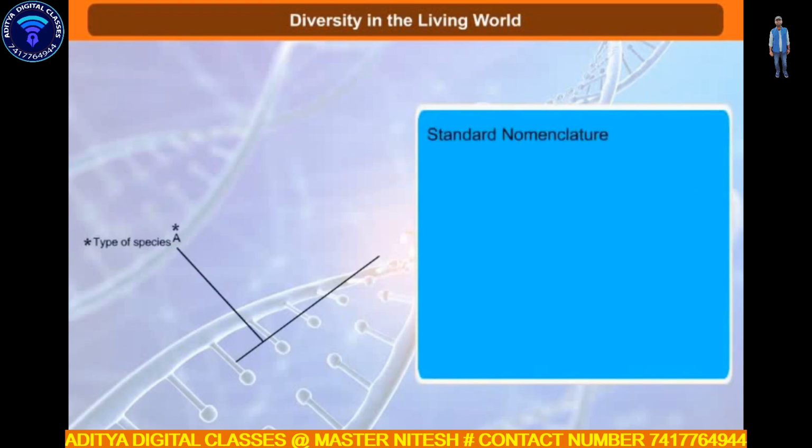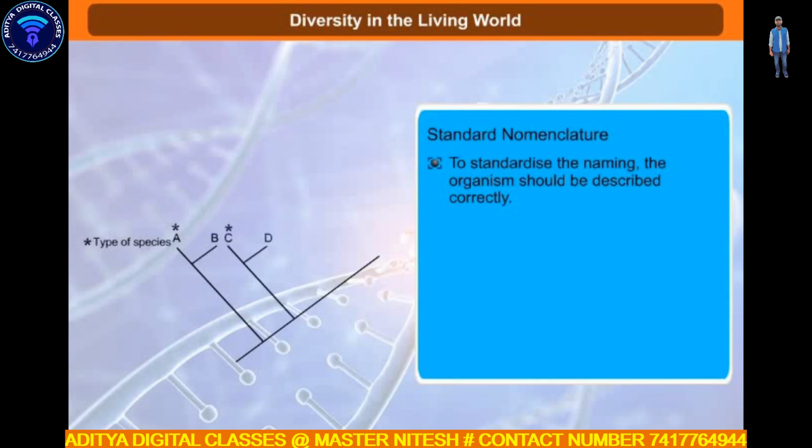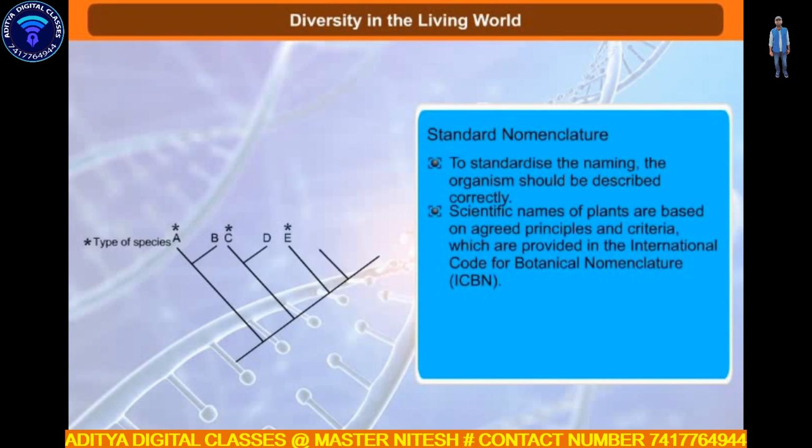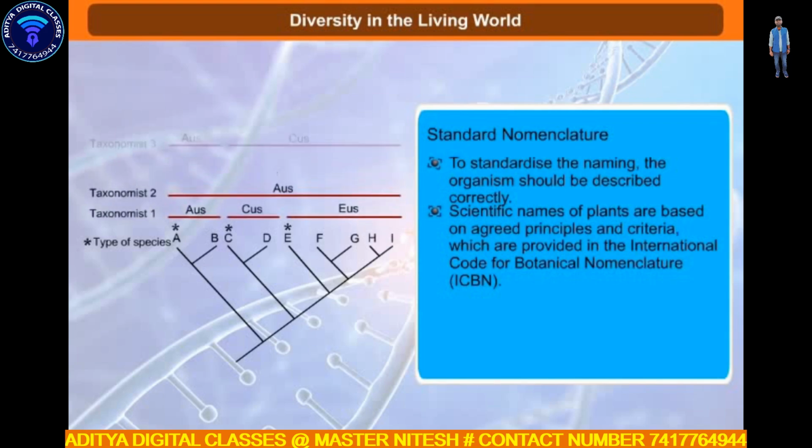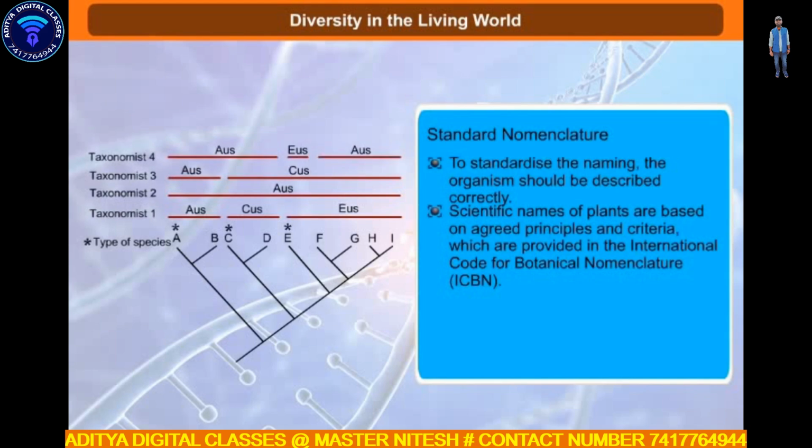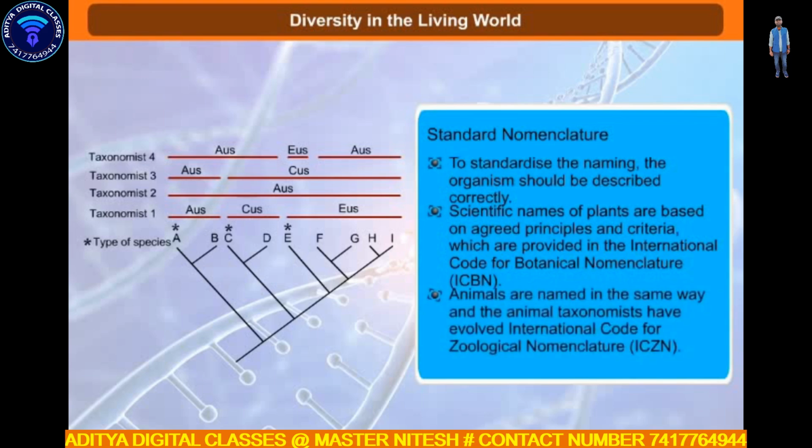Standard nomenclature. To standardize the naming, the organism should be described correctly. Scientific names of plants are based on agreed principles and criteria, which are provided in the International Code for Botanical Nomenclature, ICBN. Animals are named in the same way, and the animal taxonomists have evolved the International Code for Zoological Nomenclature, ICZN.